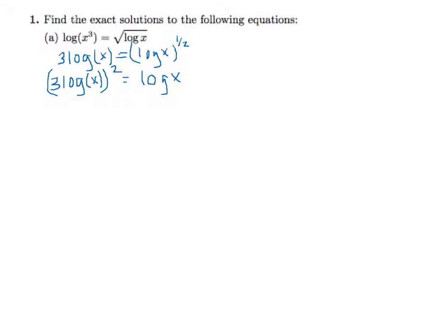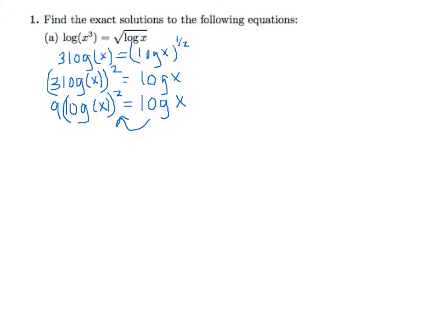So let's simplify a little bit. This is 9 log of x squared. Make sure you distribute that square to the 3. That equals log of x. Now, since we're finding the solutions, we want to set this equation equal to 0, so we're going to pull over the log of x.